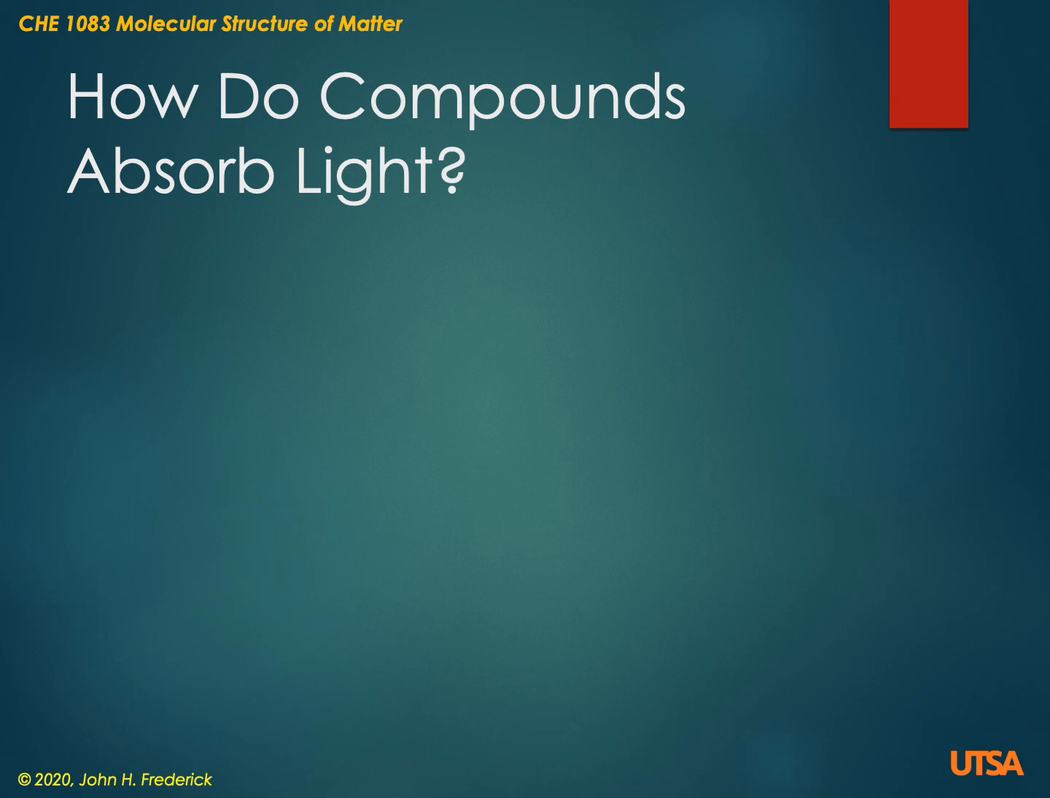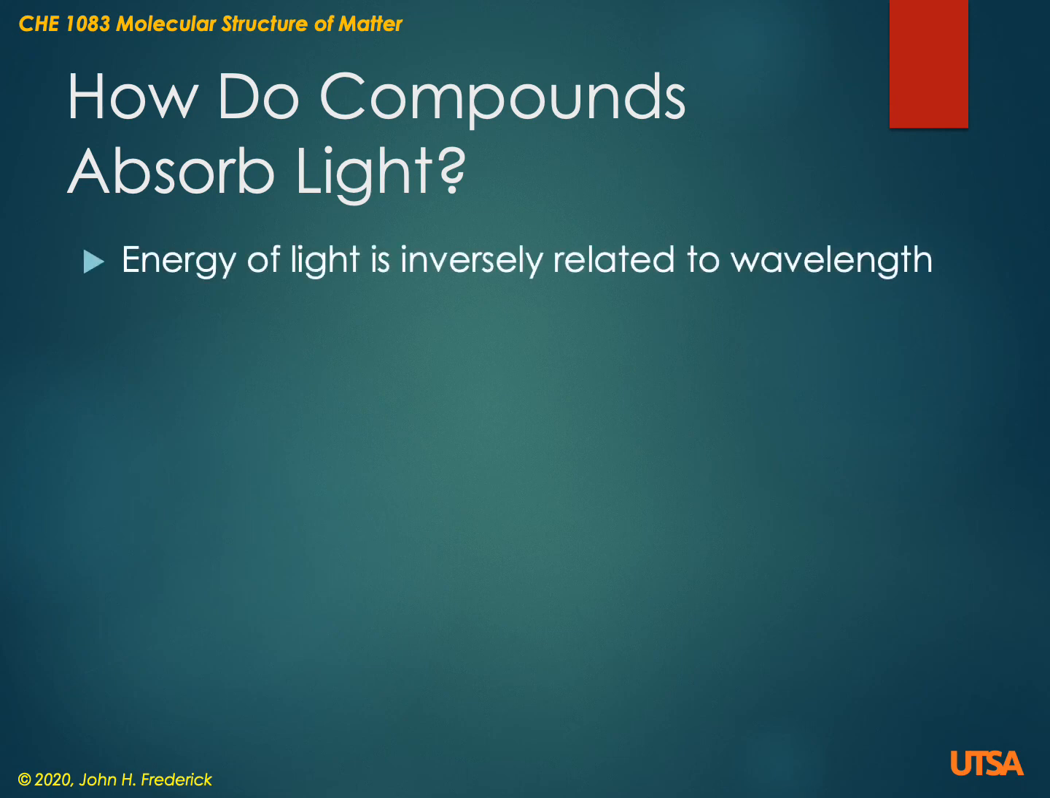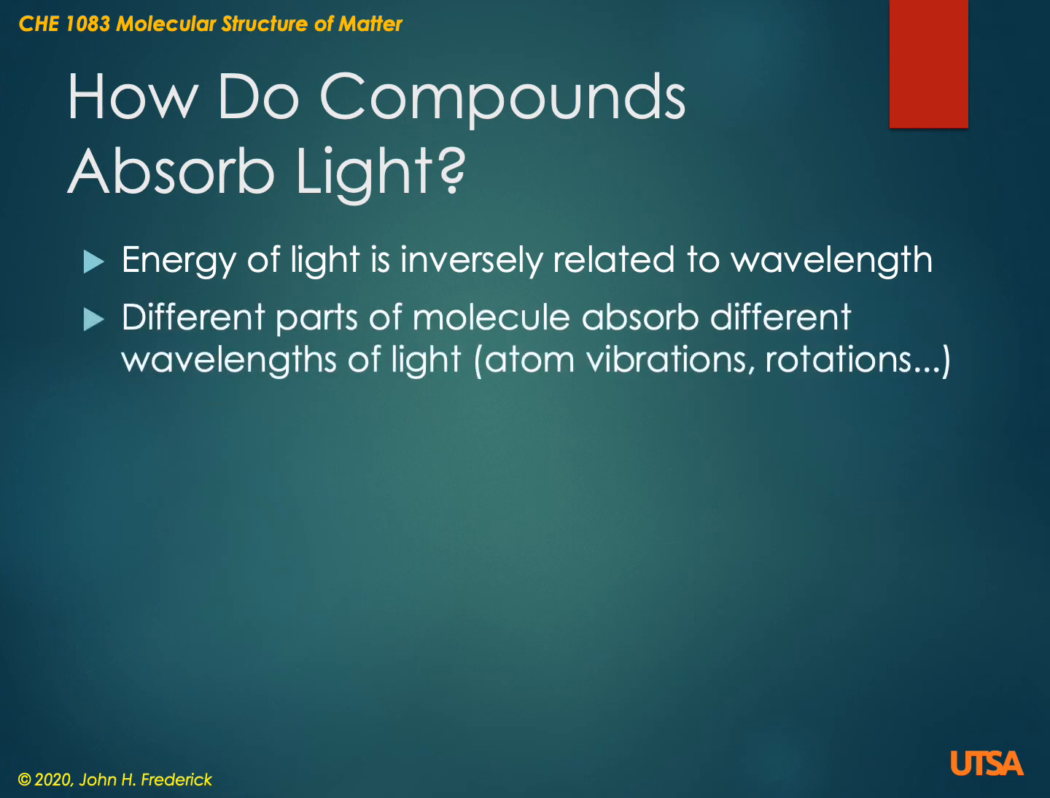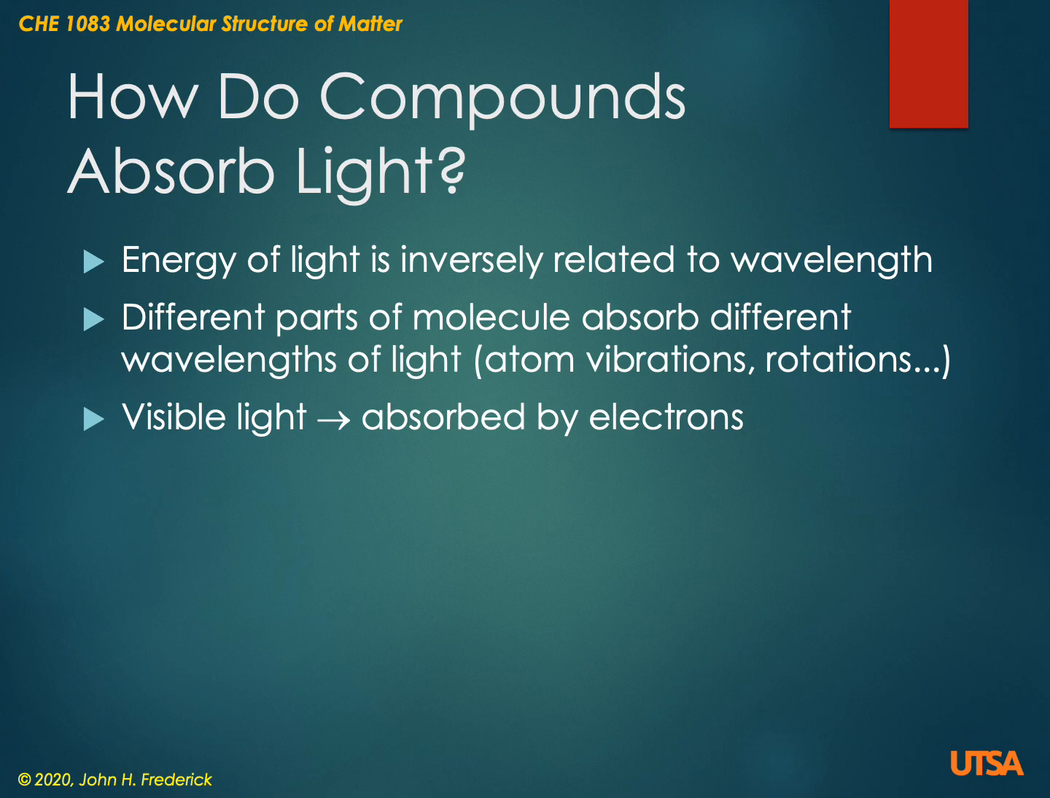So how do compounds absorb light? Well, the energy of light is inversely related to its wavelength. So shorter wavelengths mean higher energy light, long wavelengths mean lower energy light. And the different parts of the molecule can absorb different wavelengths. Those different parts can include atomic vibrations, the rotation of the molecule, and the electrons. It turns out visible light is absorbed by the electrons in the molecule. And this is true in these metal complex ions. And we've also talked about how it's true in certain conjugated polyenes, conjugated pi systems.